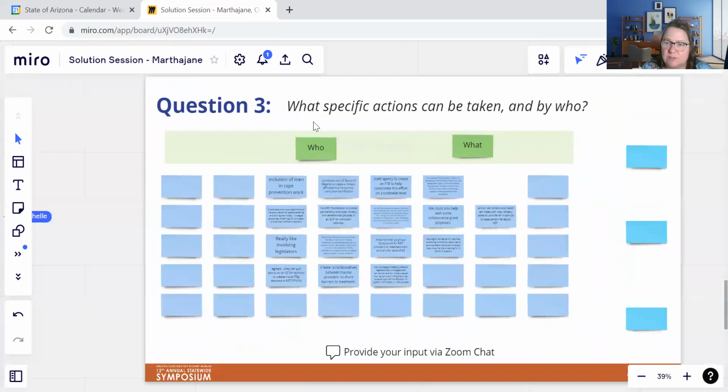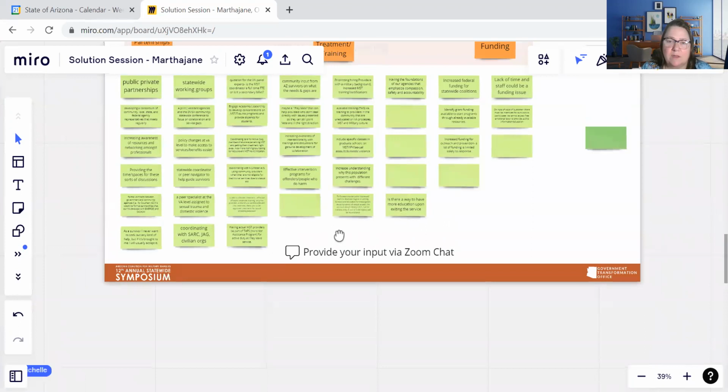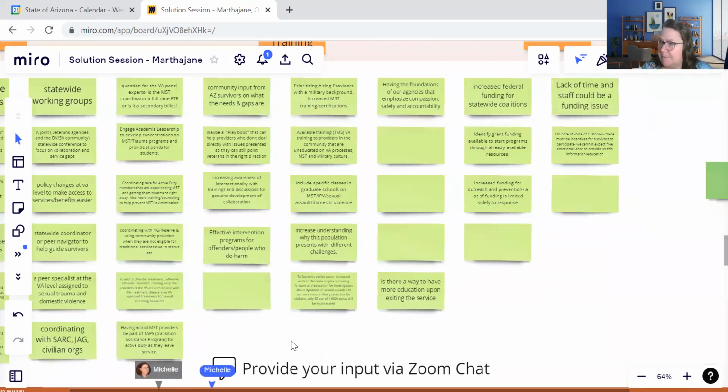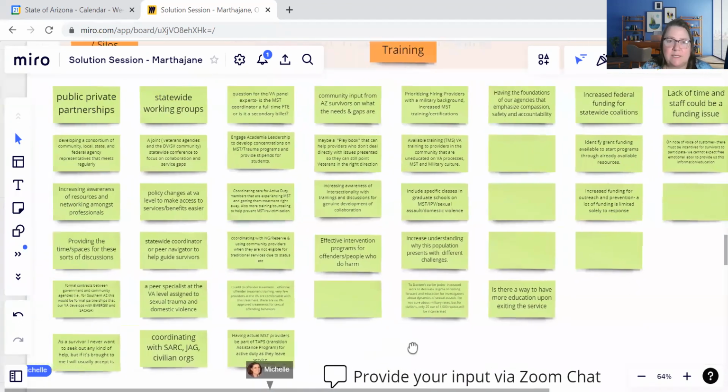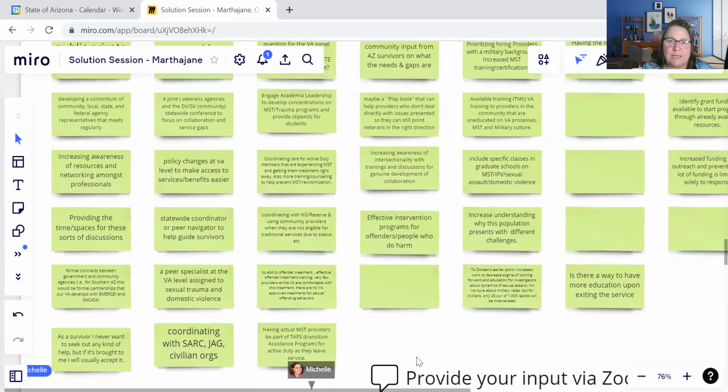So since we have plenty of time, I'm going to go back up here. I know that they're little, so they're a little hard to read, so I'll try to zoom in a bit and see if this is going to spark anyone's memory or ideas about what specific actions we could take that would impact or make some of these solutions come to reality.